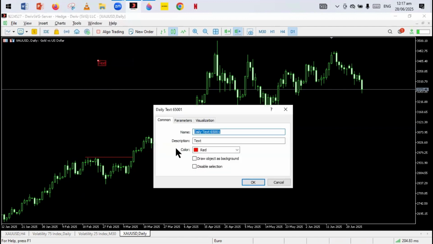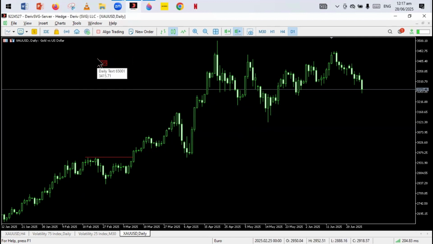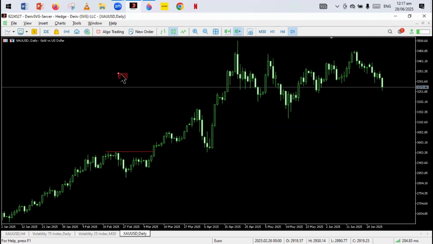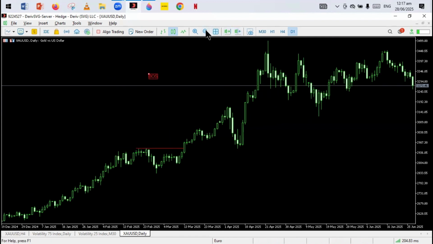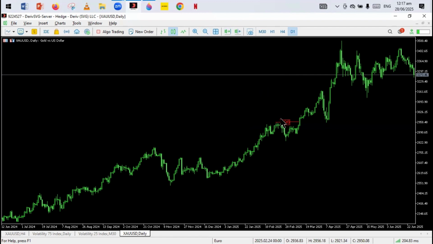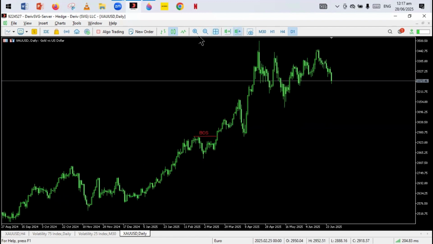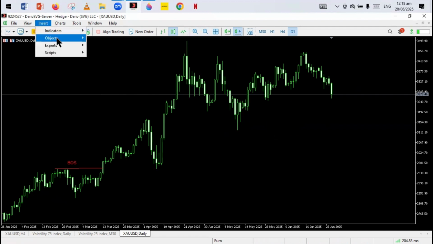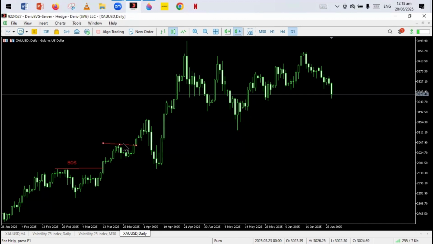So objects, you go to text, and then you click, and then you type in BOS for break of structure for short. Like that. That is how we mark the break of structures. Go to insert, objects, and drag the trend line. You mark your break of structure.